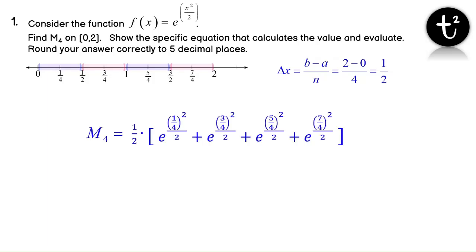All right, so M sub 4 will be equal to delta x, which is 1/2, times e raised to the (1/4) squared over 2, plus e to the (3/4) squared over 2, plus e to the (5/4) squared over 2, plus e to the (7/4) squared over 2. You can evaluate this on your calculator by hand or using your Riemann sum program. I get 4.58234. Note that the problem did ask to round our answers to 5 decimal places, so please do pay attention to those rounding instructions.